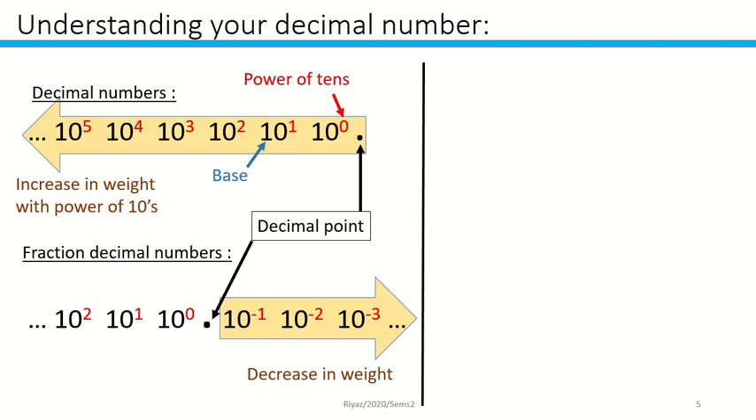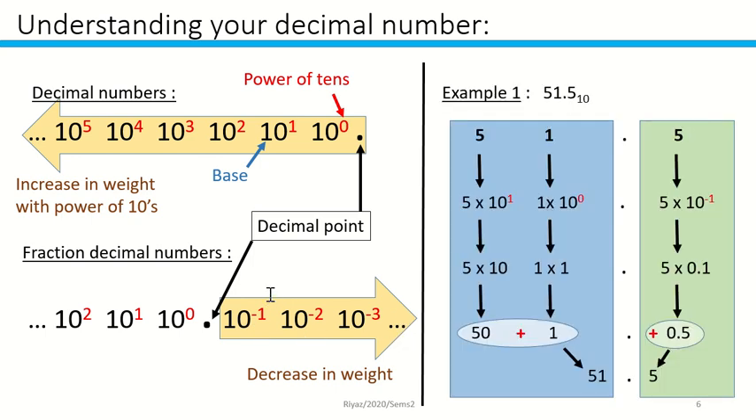Understanding your decimal numbers. Decimal numbers have two parts. One side is the decimal point. This is the normal decimal numbers, the whole numbers, which are powers of the base 10, powers of tens. These usually increase in weight with a power of 10. And in the fractional decimal numbers, the power is usually -1, -2, -3, and so on.